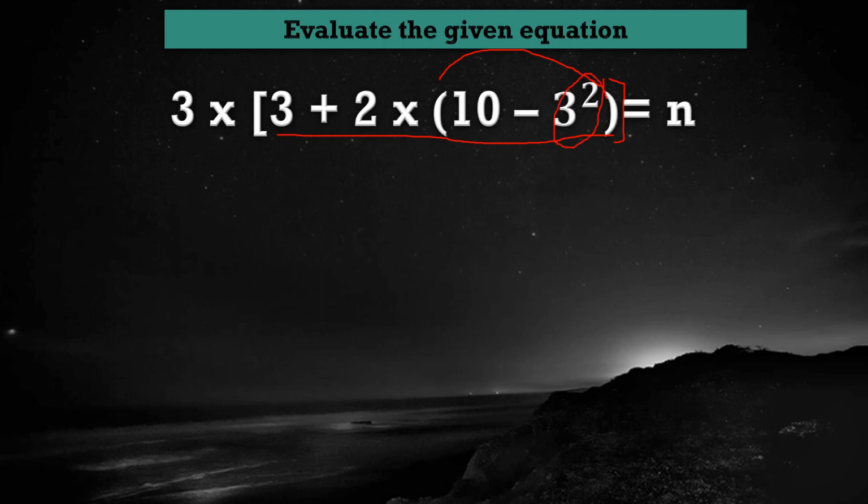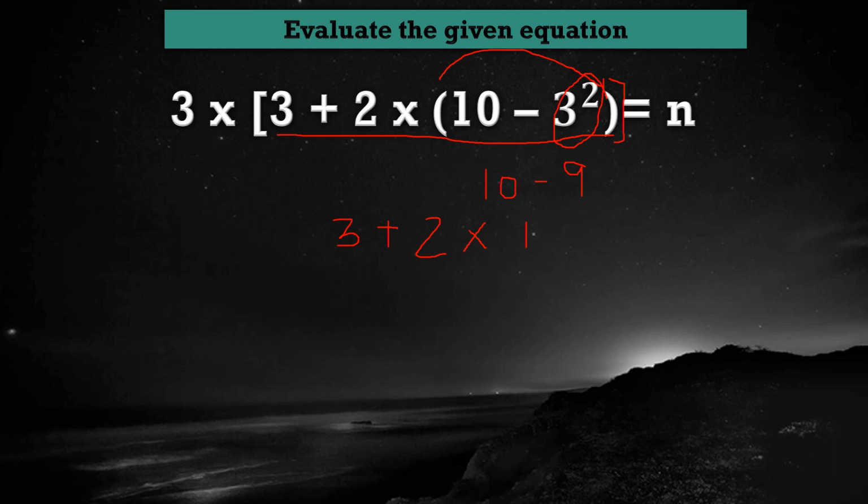3 times 3, that is 9. 9. So, naiwan na lang ay 10 minus 9. 10 minus 9, that is 1. So, meron pa tayo natitira. Kopyahin natin. That is 2 plus 3. So, ito na yung natitira dito. So, 3 plus 2 times 1.